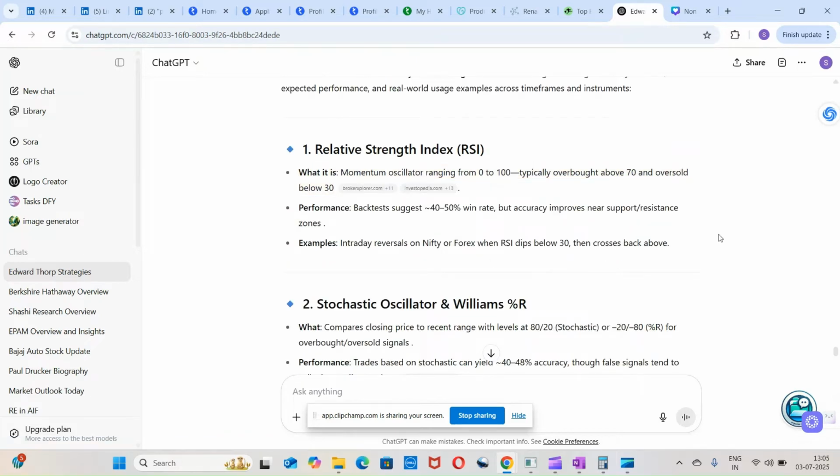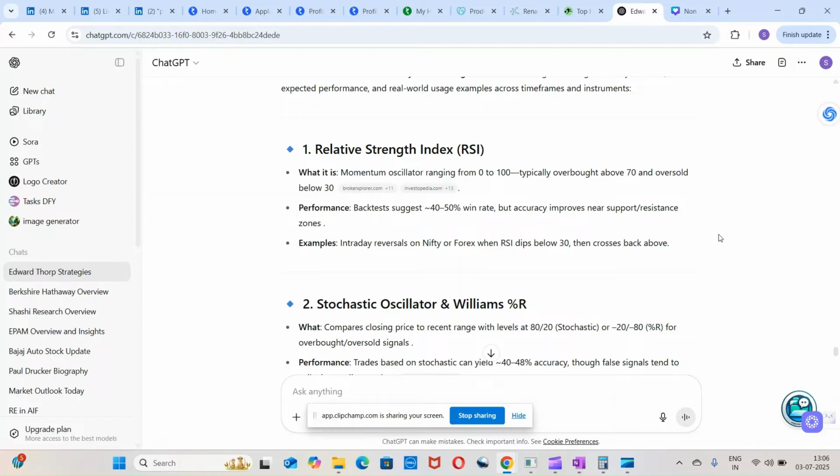So RSI is the first leading indicator, and it's a momentum oscillator. We have three main types of indicators that we need to look for. One is the trend indicators: moving averages, Supertrend, everything falls into these trend indicators. Momentum indicators: RSI is a momentum indicator. And we have volatility indicators also. Bollinger Bands are volatility indicators. These are the most important categories of indicators.